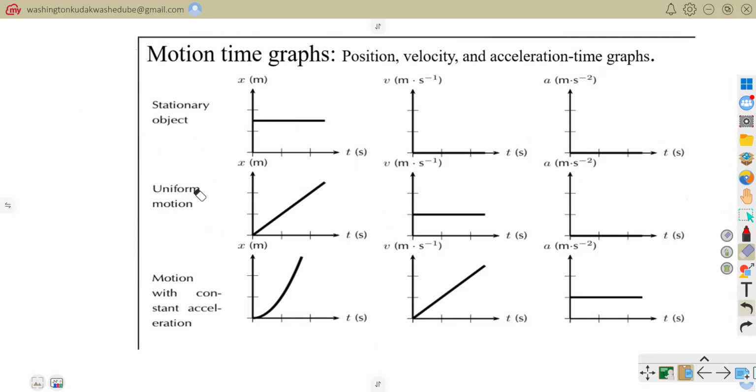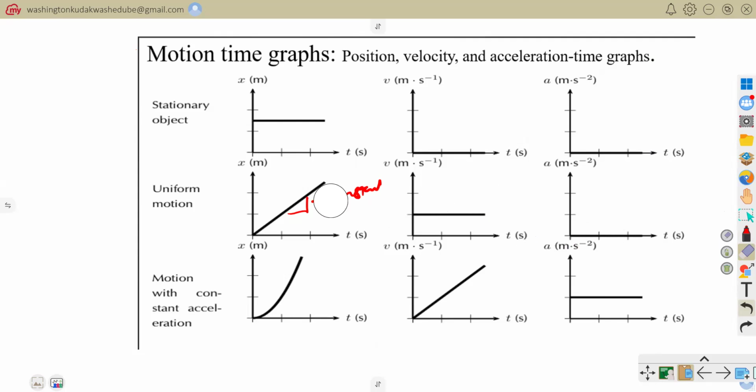When we are now under uniform motion, we described our graph as a constant straight line graph with constant gradient. So the gradient here has to be constant. But the velocity time graph has to be horizontal because the velocity here is also constant. And then the acceleration is 0 because the velocity is constant.